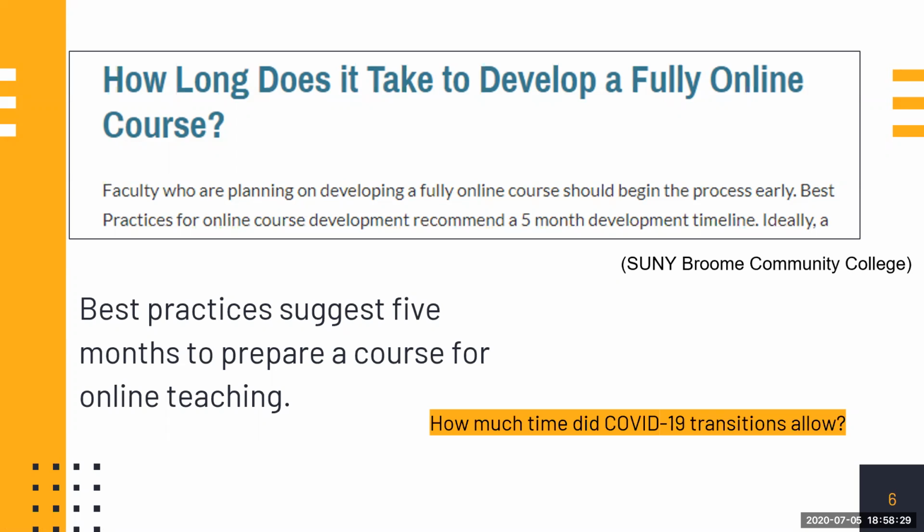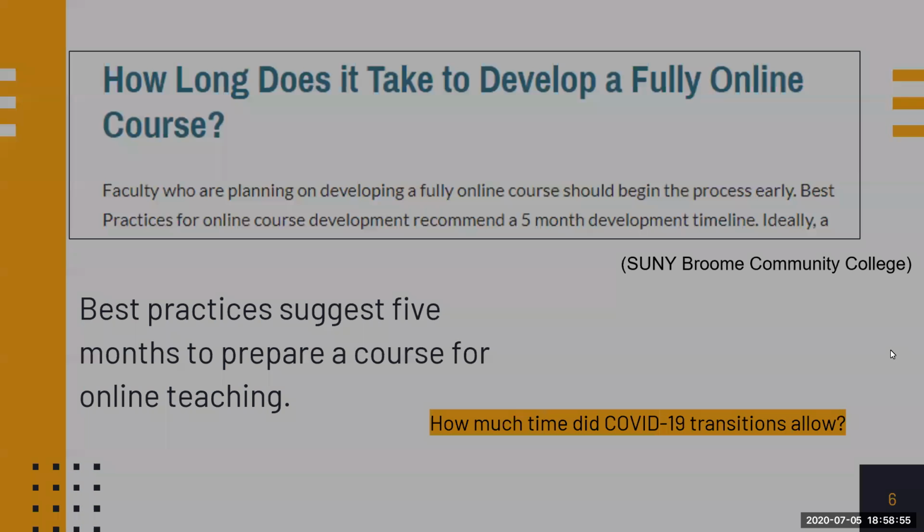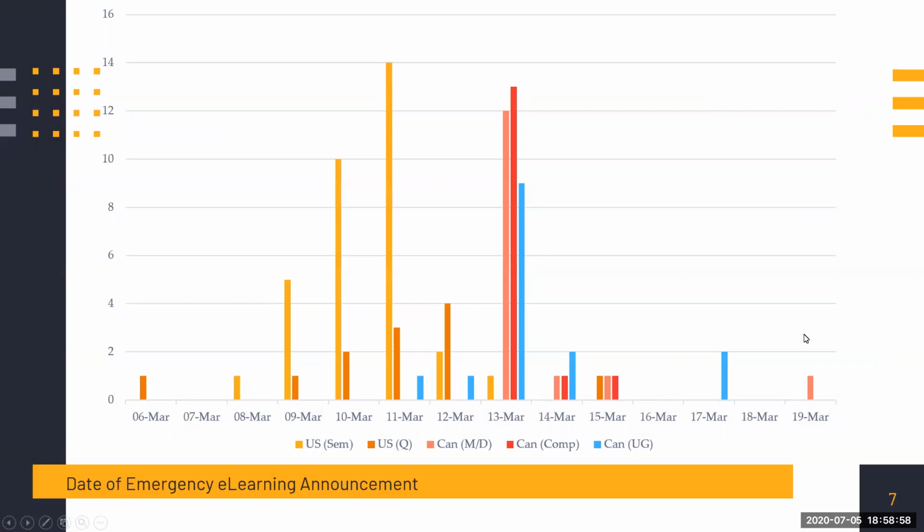After that, I wondered, okay, how much time did institutions actually have in their COVID-19 transition? So I looked at a comparative sample of the 45 top-ranked Canadian institutions by Maclean's magazine, and then the Wall Street Journal rankings of 45 institutions in the United States. First I looked at when these decisions were made to make an emergency e-learning transition, and found that there wasn't really that much variation.